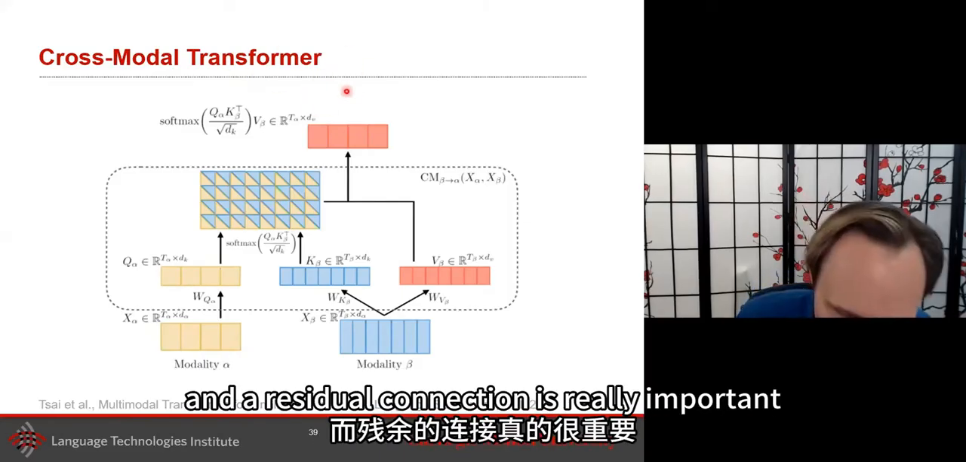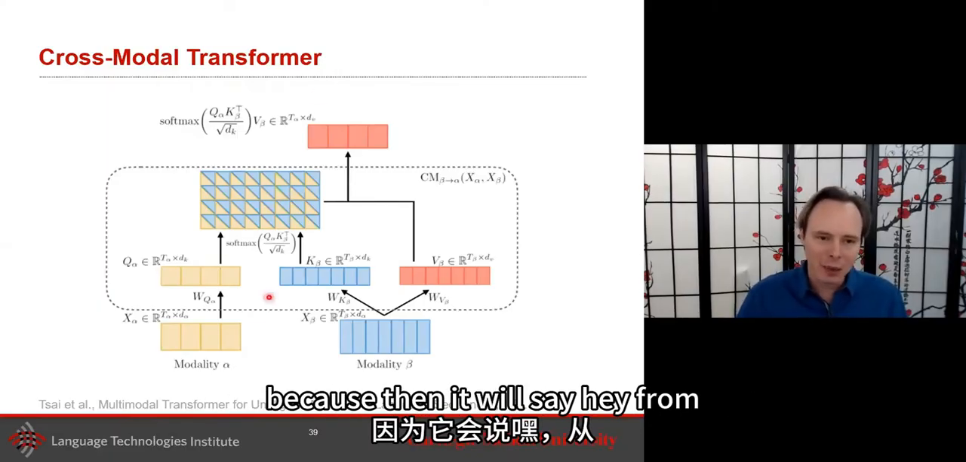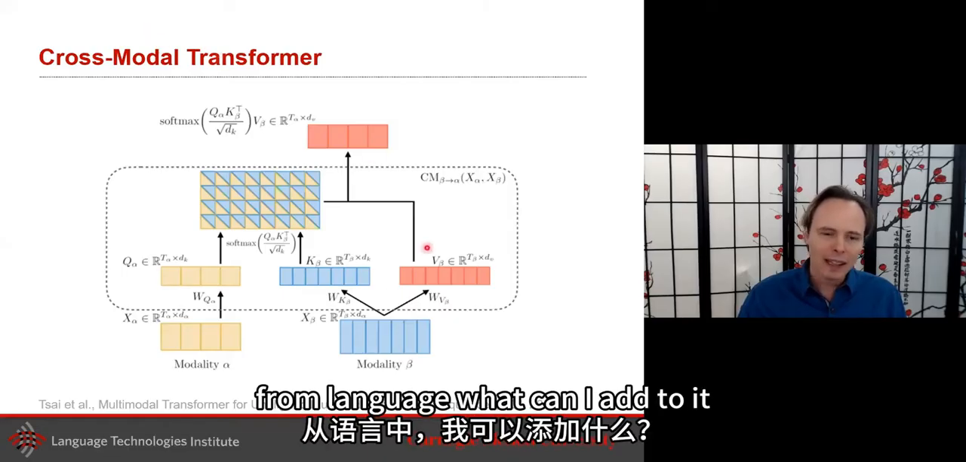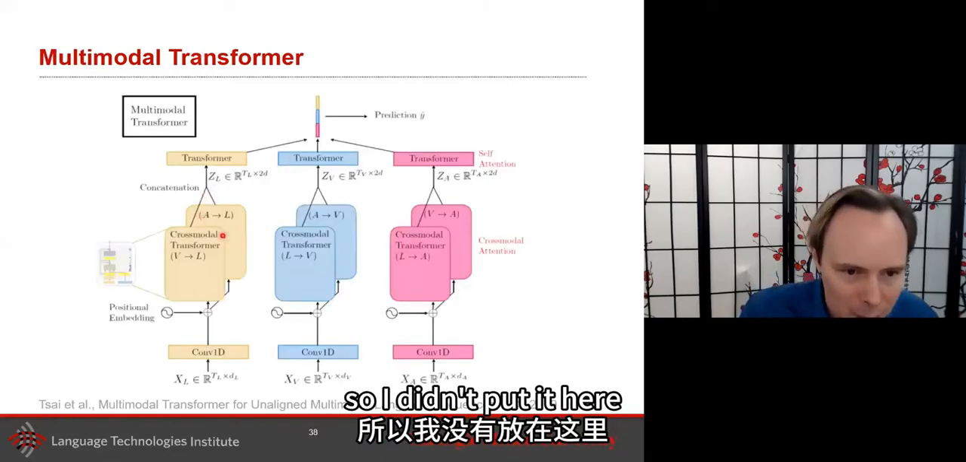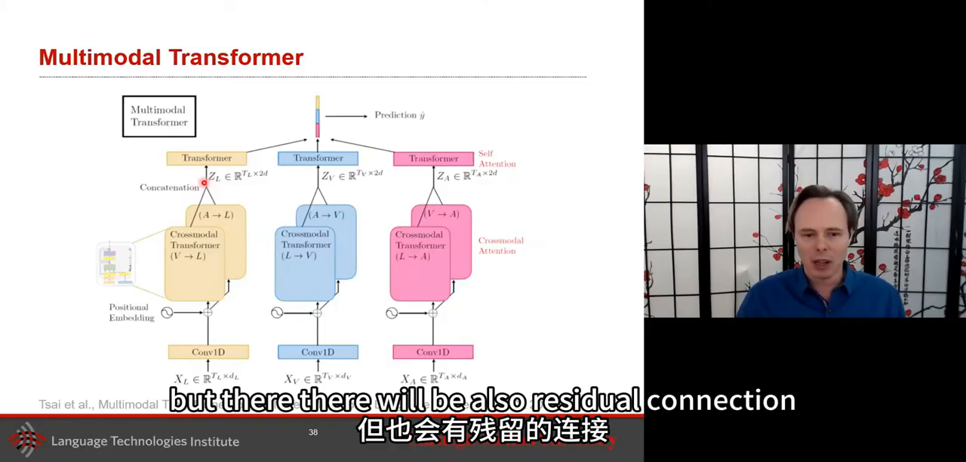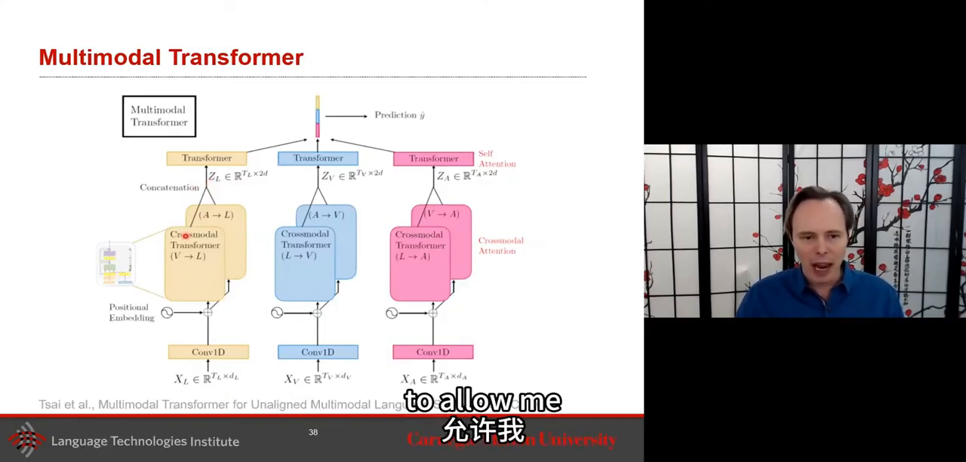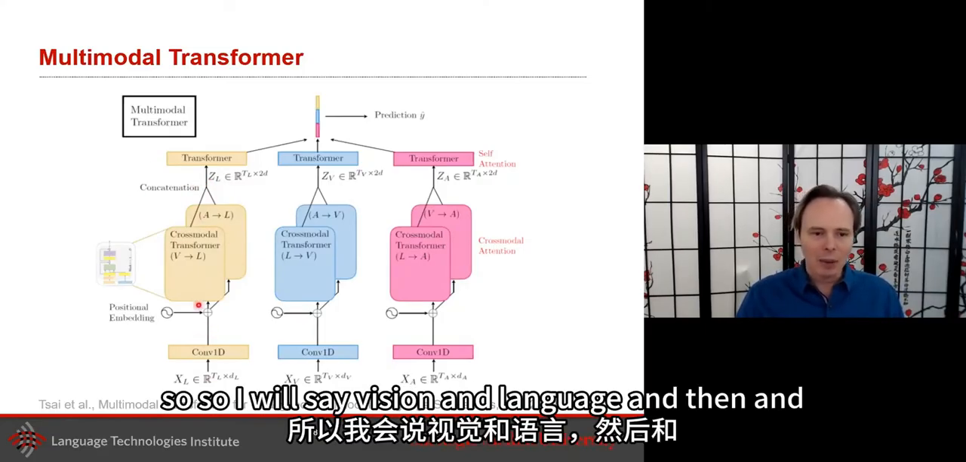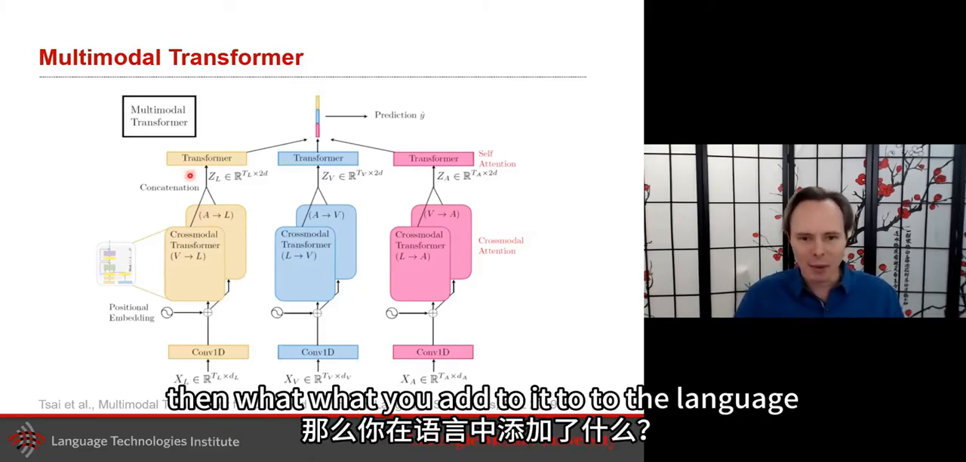And the residual connection is really important because then it will say, hey, from language, what can I add to it? I didn't put it here, but there will also be a residual connection. So I will say vision and language, and then what you add to the language.